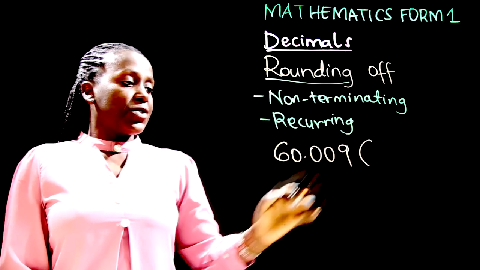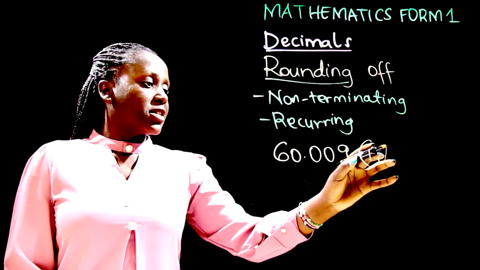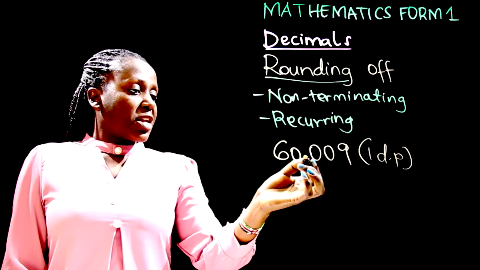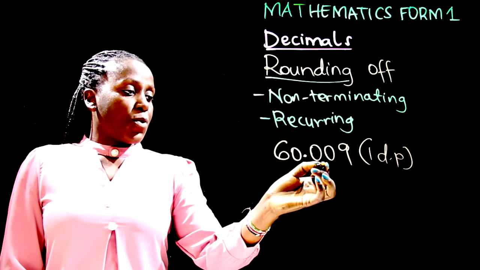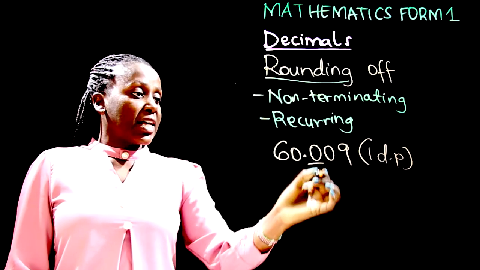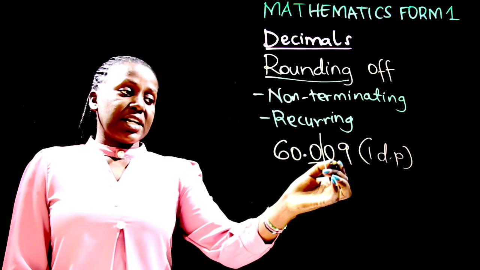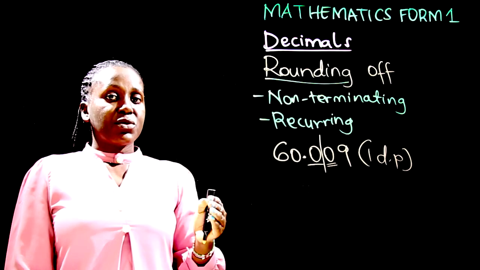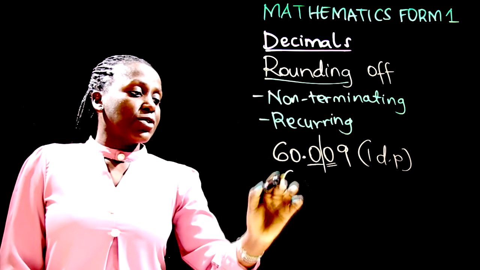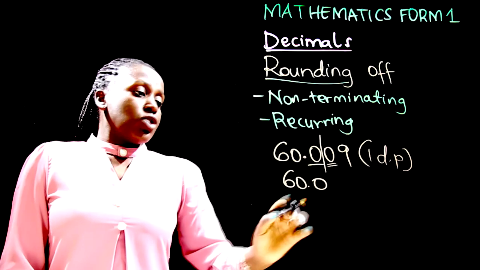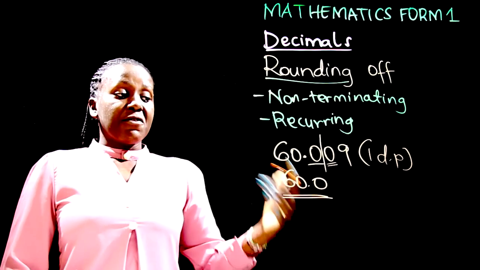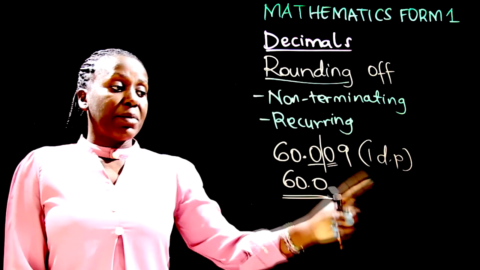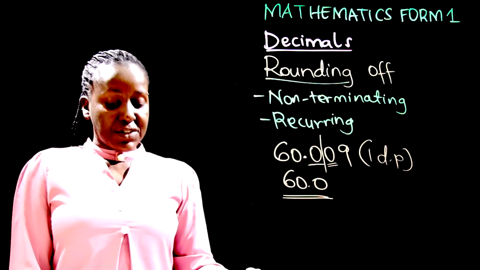Now let's look at this example, 60.009, and then you need to round off to 1 decimal place. So at this point, we check from the decimal point towards the right, we count 1 because we want 1 decimal place. Then you slash there, look at the next number, which is 0. Now 0 is less than 5. So what do we do? We cut it off. So our answer will be 60.0. So make sure that you write the point 0, even if it doesn't give any value to the number. But because the instructions need 1 decimal place, then you must put the point 0.